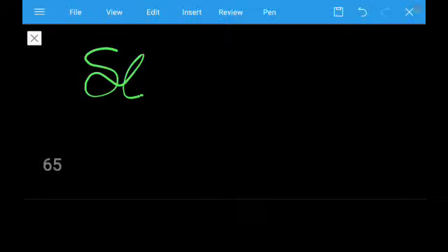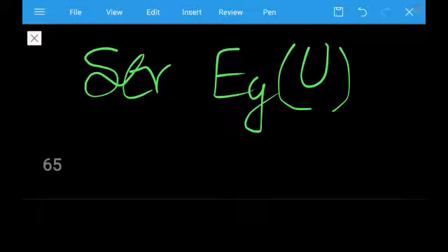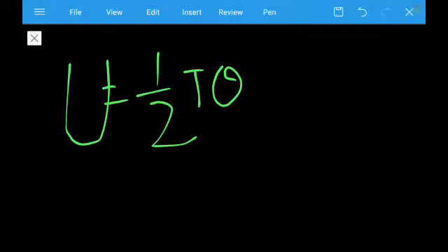Now strain energy is represented by U, as in the case of a spring, and here U is half T theta, which is the same as that of a spring, but the difference arises here: T square L upon GJ, which is again equal to tau square max upon 4G times volume of shaft. Clear?